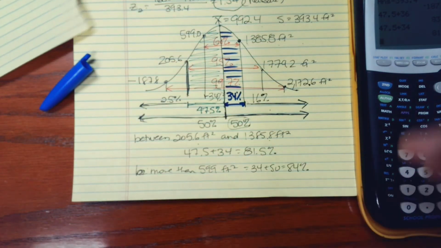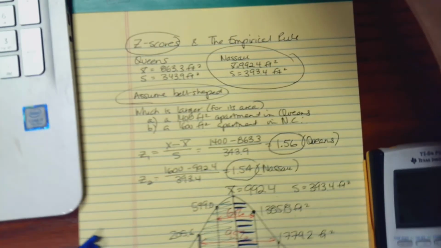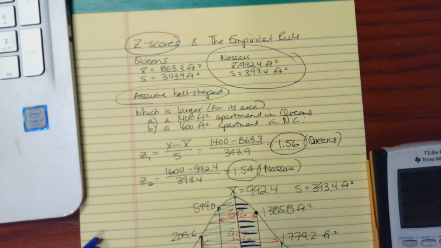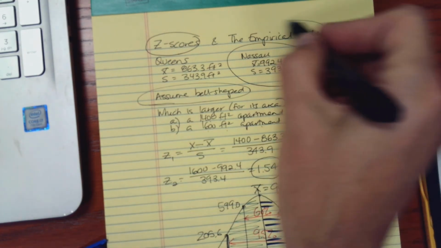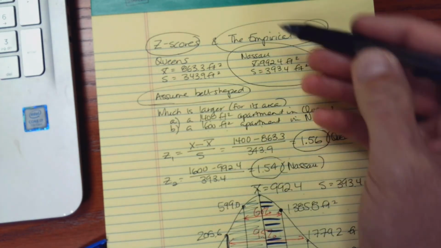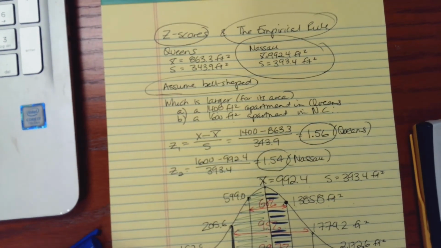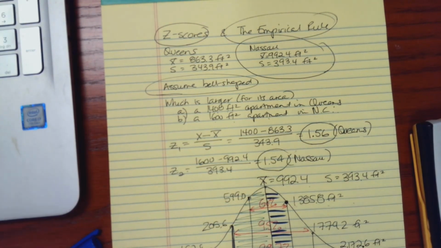All right, so I hope that helps with your understanding of z-scores and the empirical rule. Here we have an example in context of both of those concepts. All right, I'll see you next time.